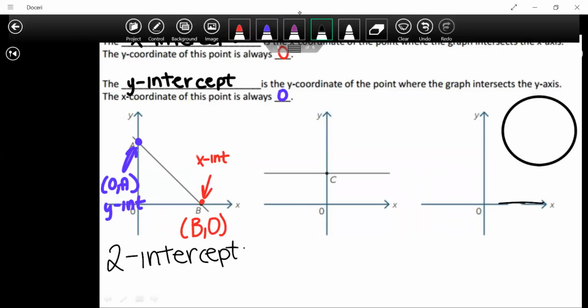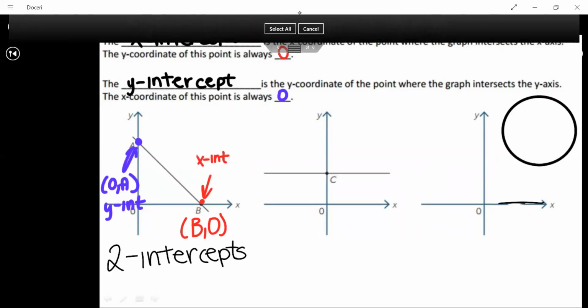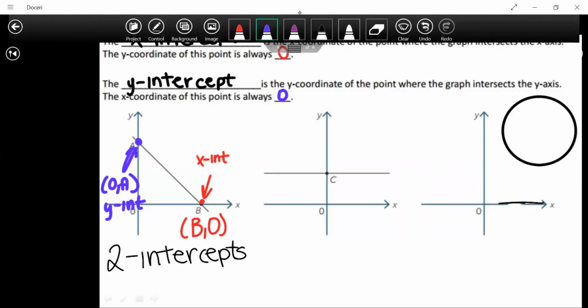In this case, we have 2 intercepts, which is a possibility. The next one that we're seeing over, we have an intercept at c. What type of intercept is this? It's considered a y-intercept. It's on our y-axis, right? So y-intercept is on our y line, so there it crosses. In this case, we have 1 intercept.